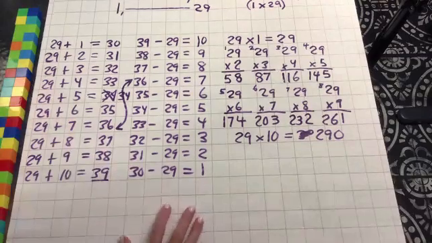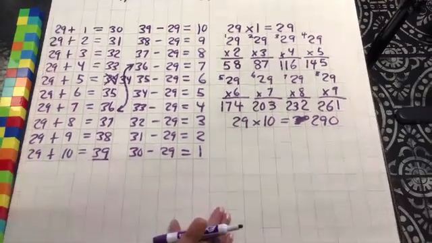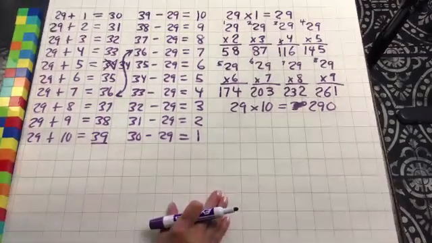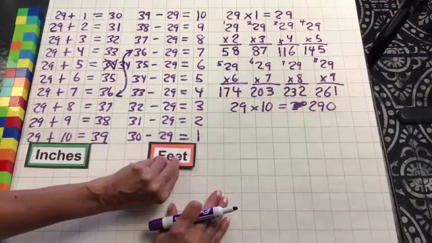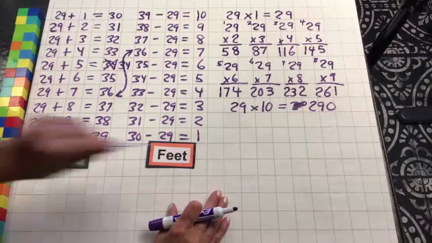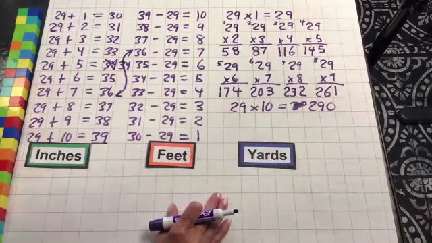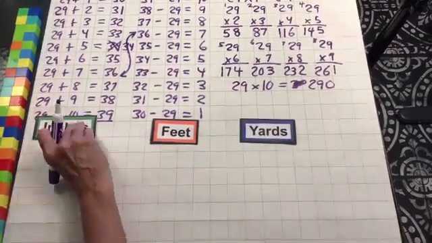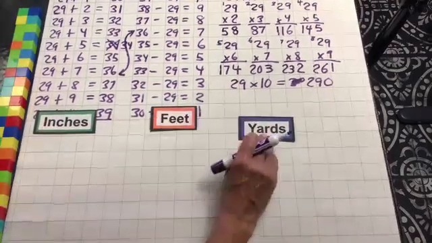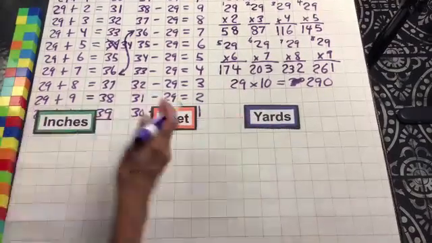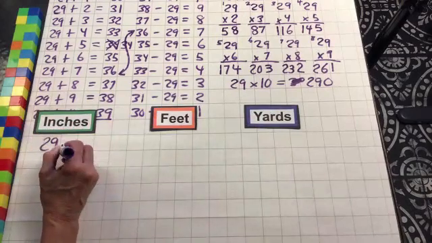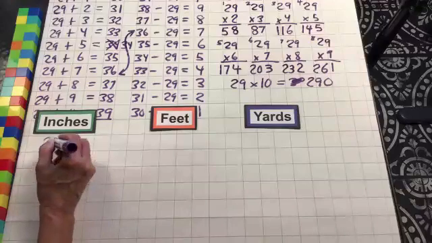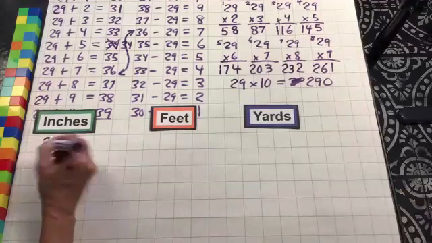And remember, we are in a no erase zone. All right, we're going to our linear measurement of inches, feet, and yards. So let's move this up a little bit. I'm going to move my words up. Let's go with 29 inches, lowercase i, lowercase n.